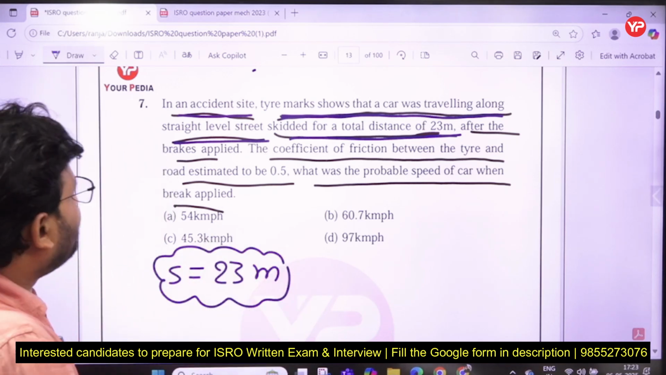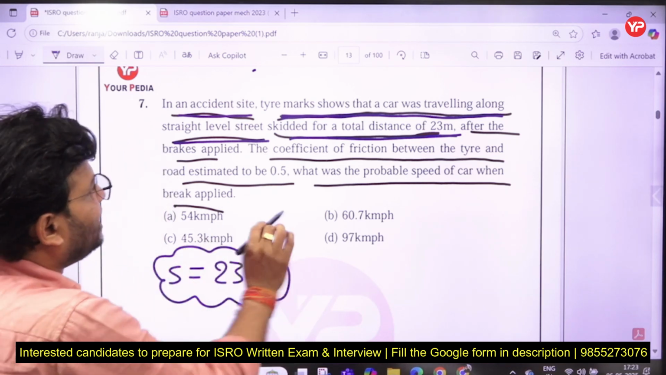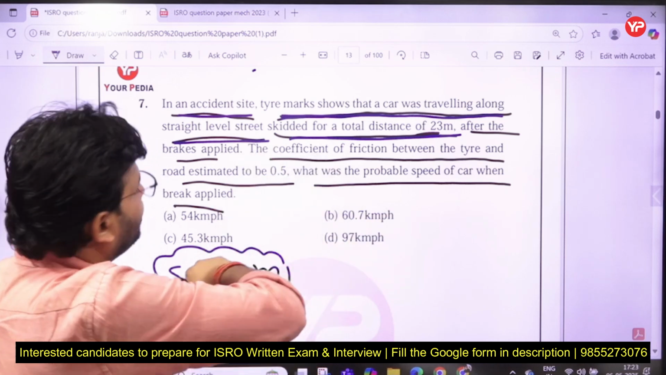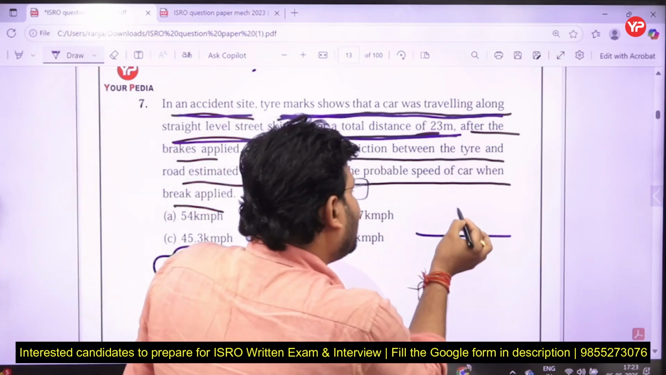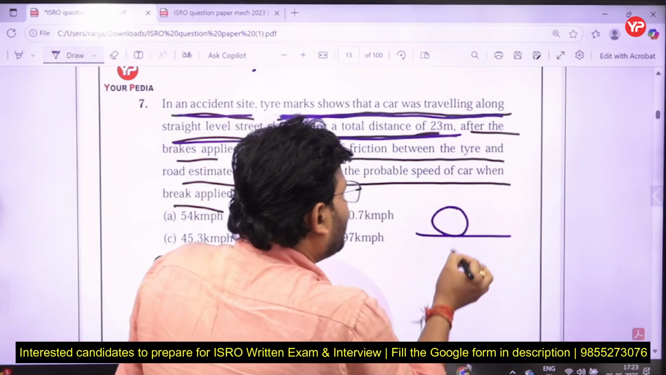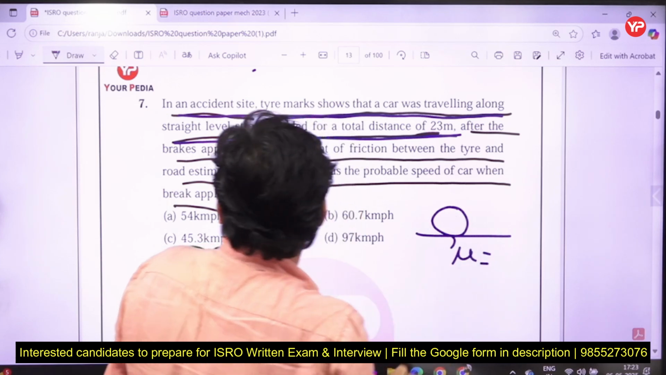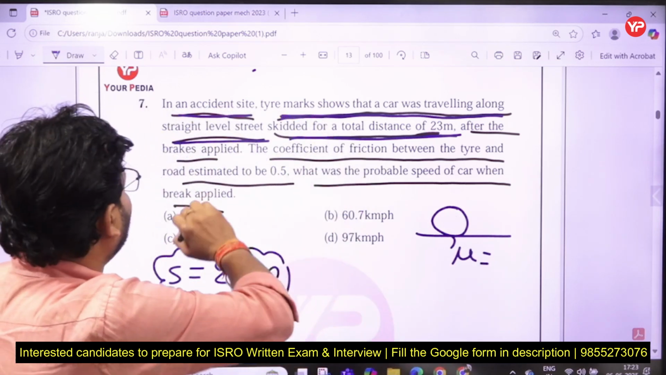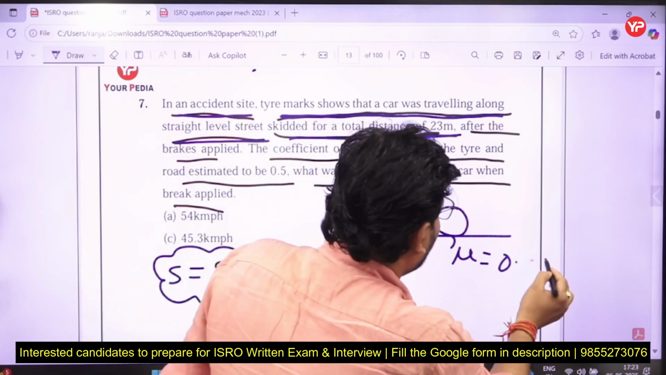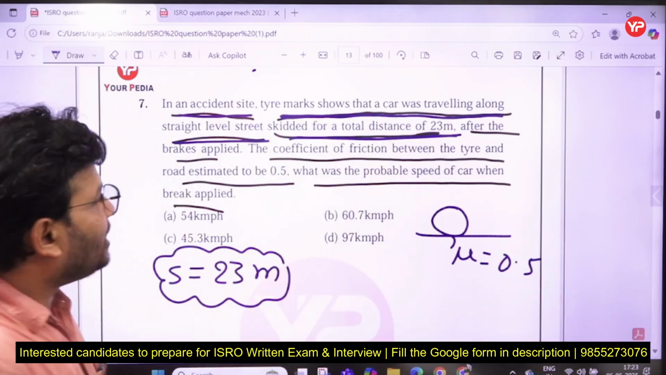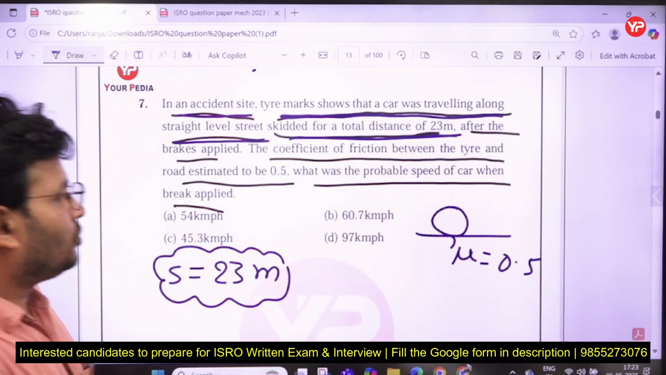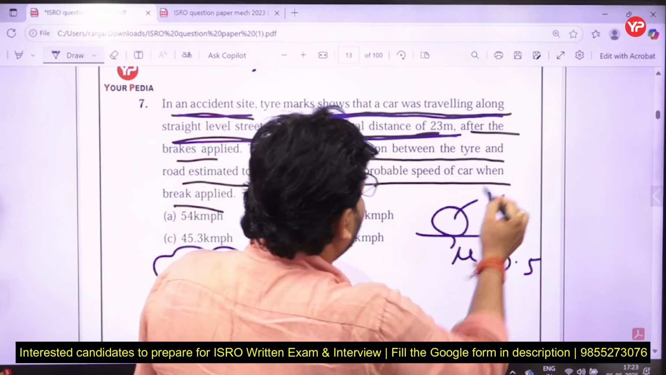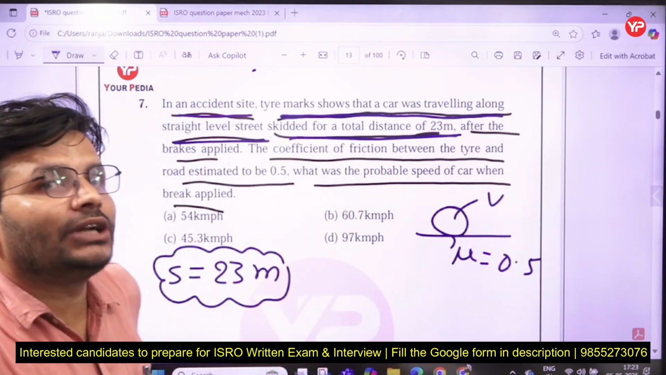Fine. After the brake applied, the coefficient of friction between the tire and the road, suppose that is the road and that is your vehicle tire. So here the coefficient of friction is known in the question, and that value is coming out to be how much? The coefficient between tire and the road is estimated to be 0.5. This is coming out to be 0.5. What is the probable speed? So what was the probable speed when the brake is applied? So how can you do that, my dear friends?